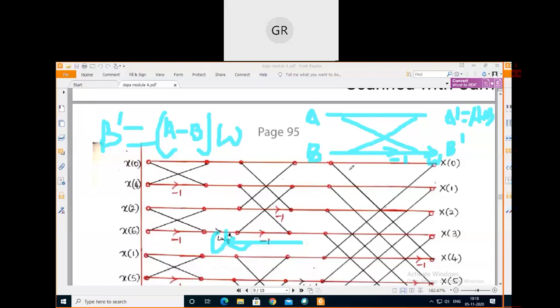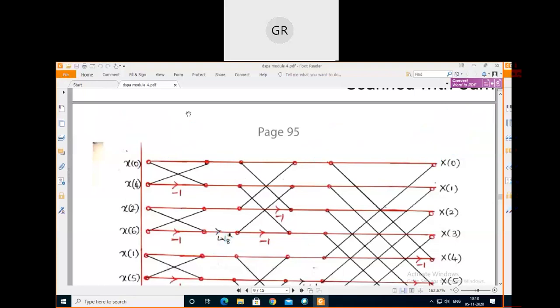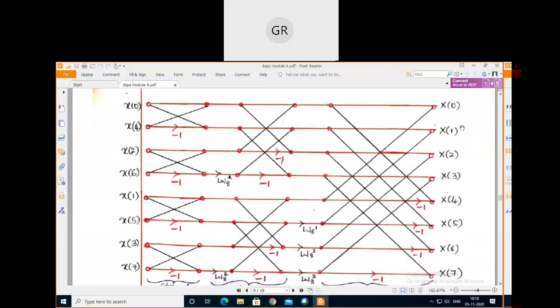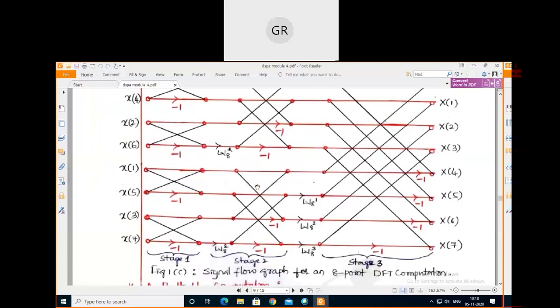Just remember, it's very important. Okay, please go through this. Okay, best example is this one only. These are the inputs: x of 0, x of 1, x of 2, x of 3, x of 4, x of 5, x of 6, x of 7. Okay, just you can hold it. This x of 0 will come left hand side. These will come right hand side. Okay, these are the inputs, here these are the outputs.